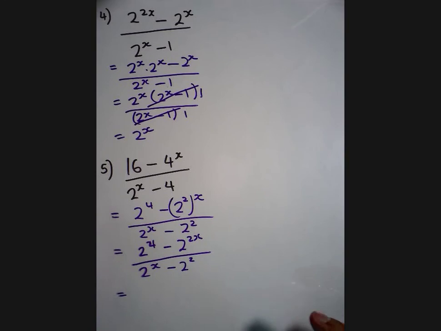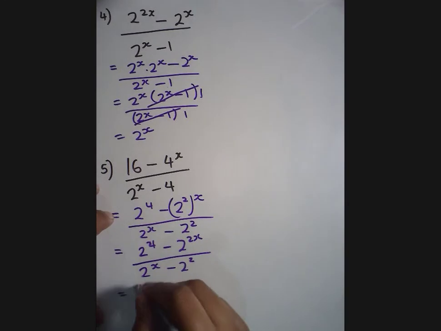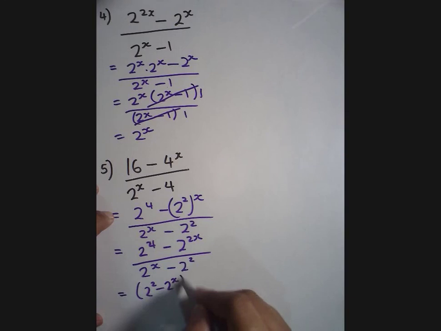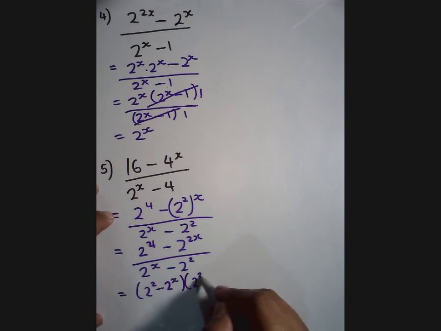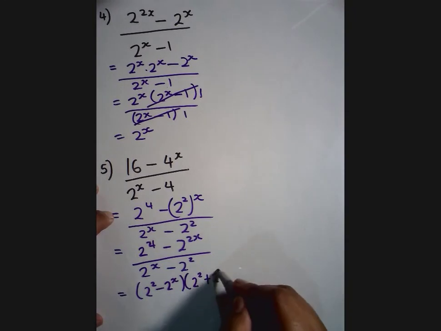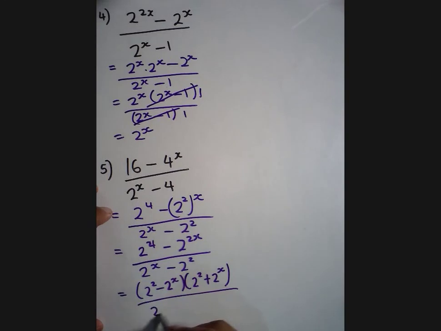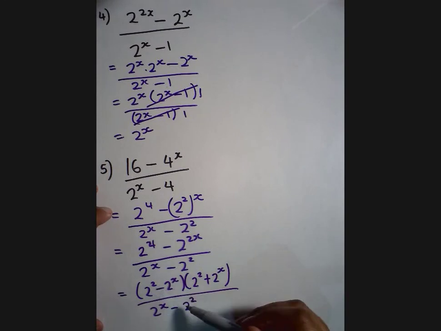So I can say, right, difference of 2 squares, so 2 to the power of 2 minus, then this one here is going to become 2 to the power of x. This one here, 2 to the power of 2 plus 2 to the power of x. Now, all over 2 to the power of x minus 2 to the power of 2. Can you see this one here? It looks similar, but here the 2 to the power of x is negative, and here the 2 to the power of x is positive.